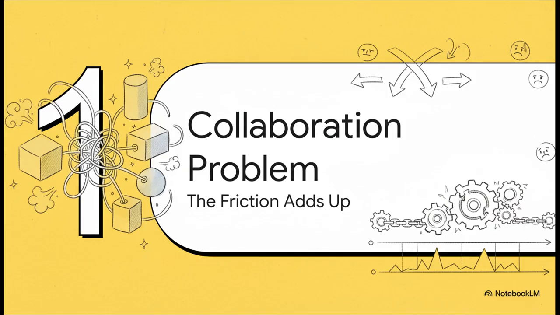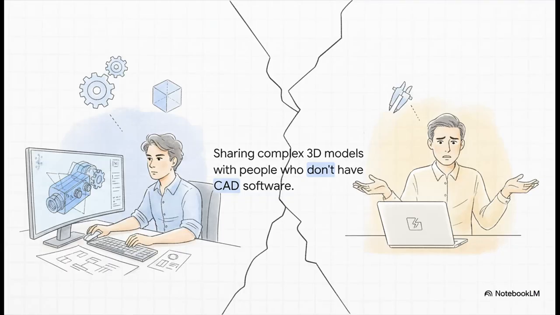Section 1, the persistent collaboration problem. We're going to break down exactly how all that friction really adds up. Okay, so put yourself in this situation. You're working in a powerhouse CAD system. Maybe it's FreeCAD or Inventor or SolidWorks. You've done the hard creative work, but now you just need some simple feedback from a client or maybe your manager. The problem? They don't live in your software world.